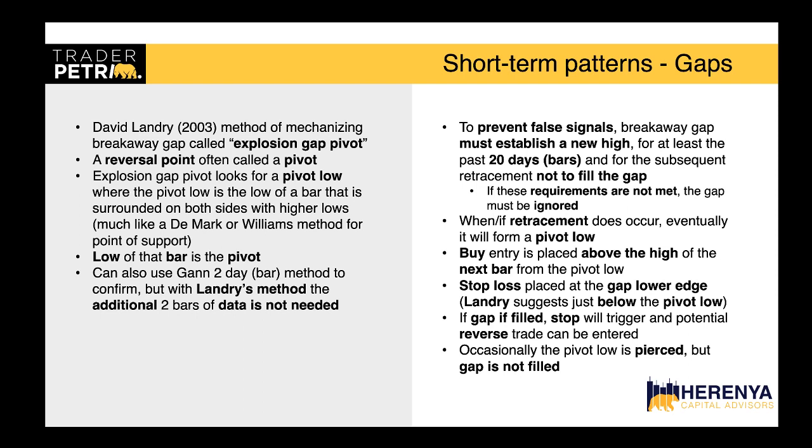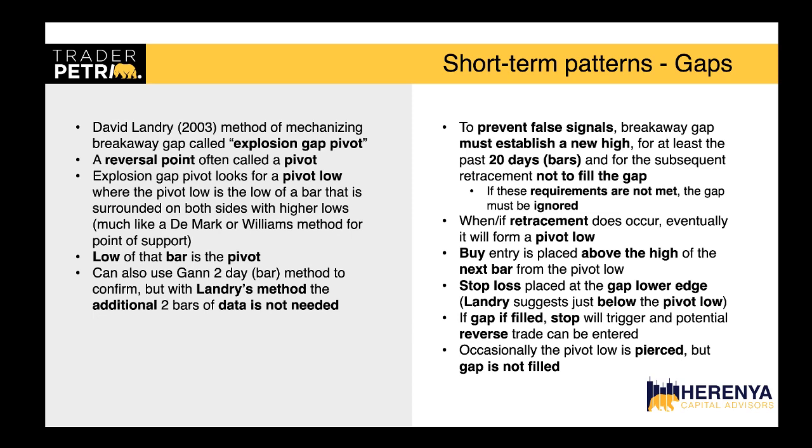So this is very similar to the DeMarco-Williams method of finding support and resistance. It's pretty much exactly the same. The difference is that this is following a gap. So the low bar in this case is the pivot, right? You can also use the Gann 2-day method here, or the Gann 2-bar method, I suppose you would call it in this case, to confirm that this is in fact a DeMarco-Williams low bar or a pivot low. But with Landry's method, you do not need those additional 2 bars of data. For more information on what the Gann 2-day method and DeMarco-Williams method are, we cover that in one of the previous videos, so please feel free to go have a look.